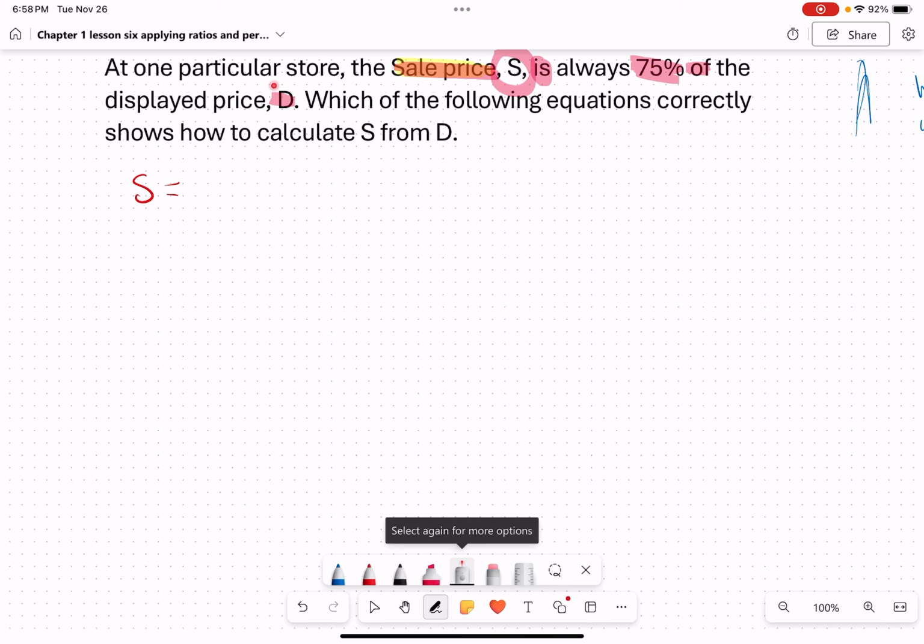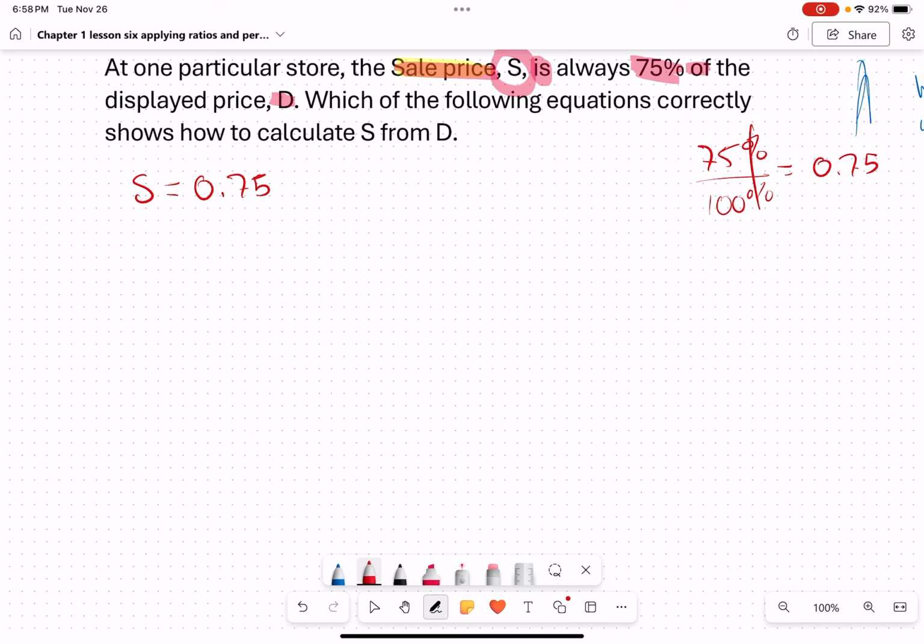So 75%, we have to write that as a decimal, and that is 0.75. If you don't know how to write 75% as a decimal, all you need to do is write 75% and divide it by 100%. Obviously, percent and percent cancel out, and all you need to do is put 75 divided by 100 in your calculator, and you're going to get 0.75.